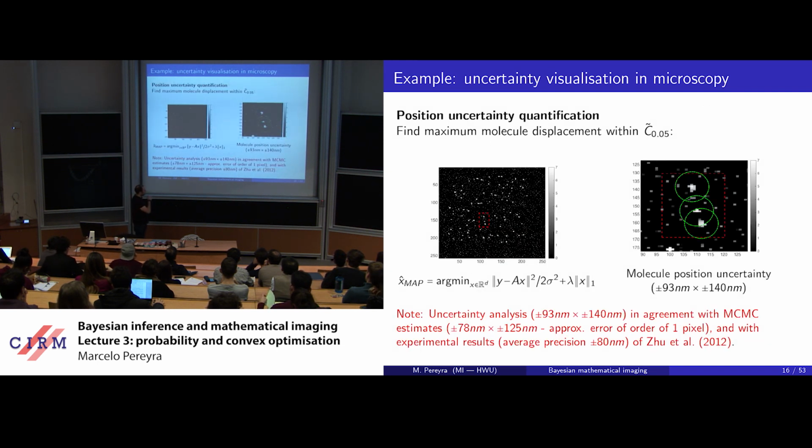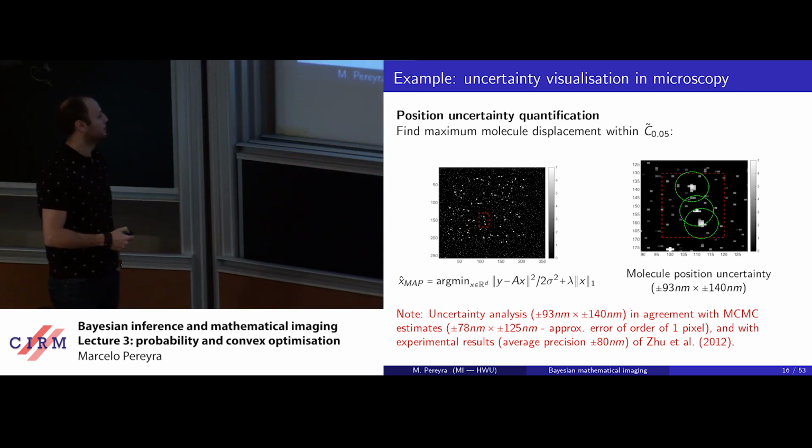And if we just play with our confidence region and move the molecules and see how far I can move them until I exit the confidence region, moving them in different directions, we obtain these elliptical confidence regions, or error bars, if you like. And they are roughly 90 by 140 nanometers. So it's not very different from the average precision of Su.